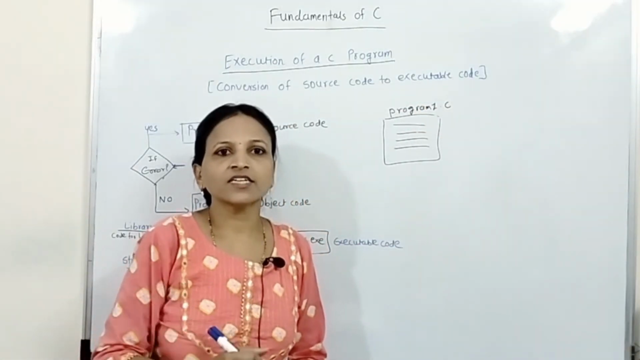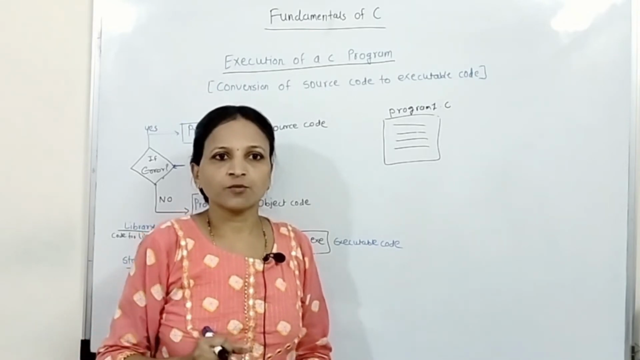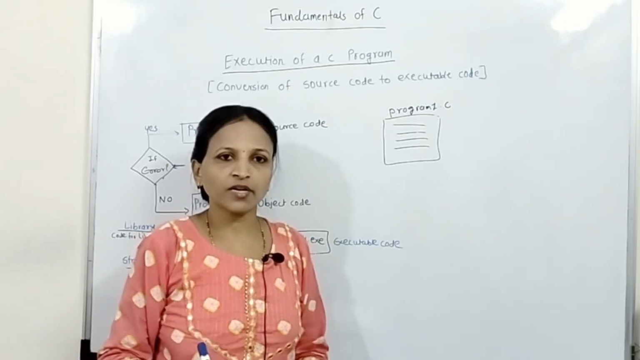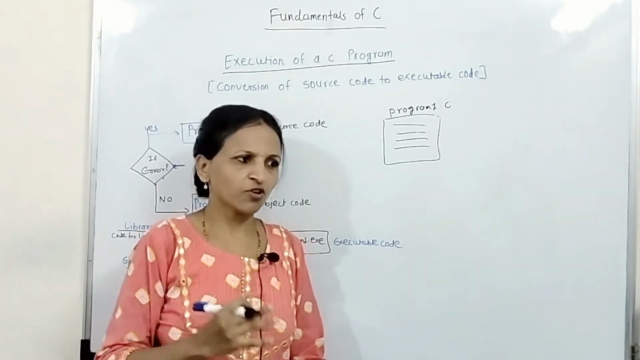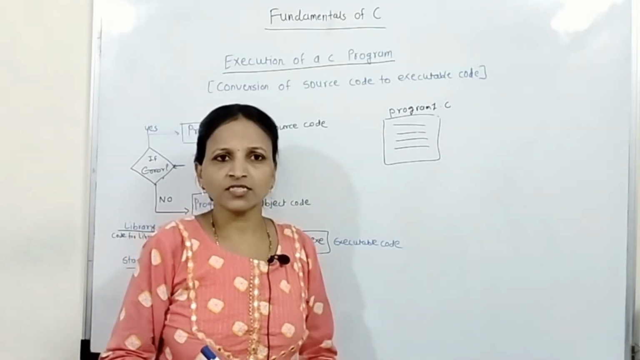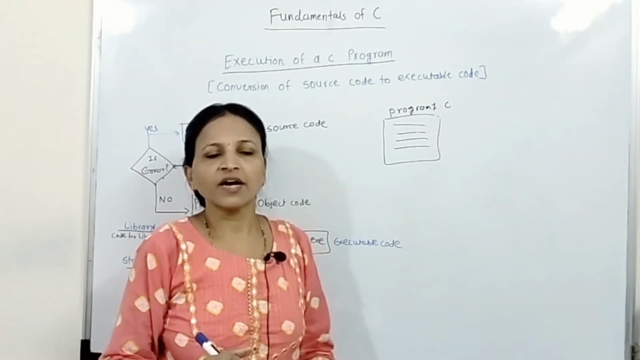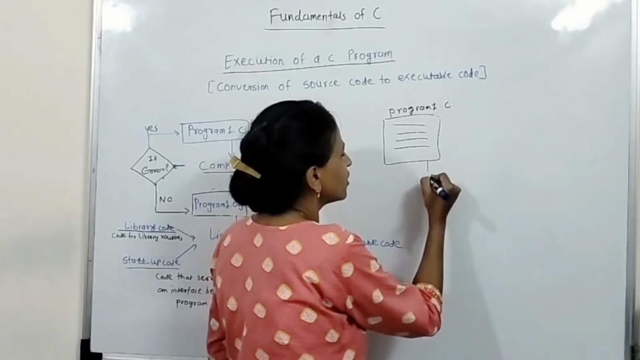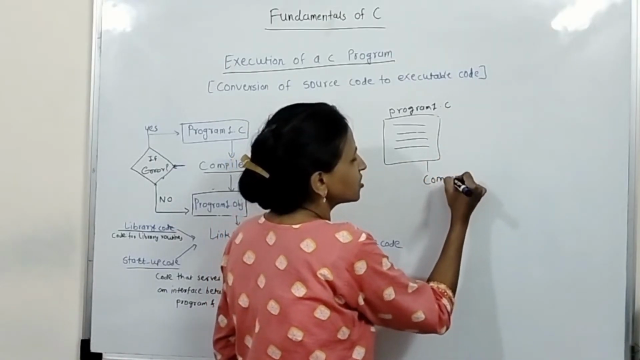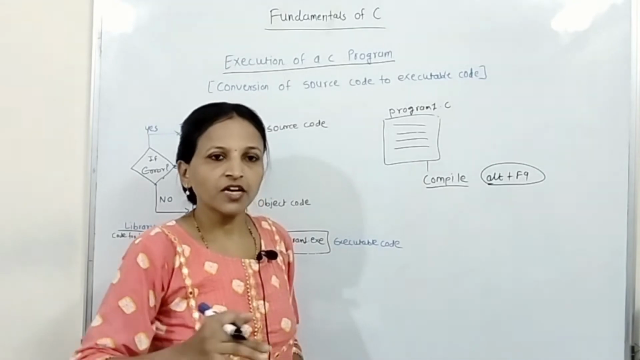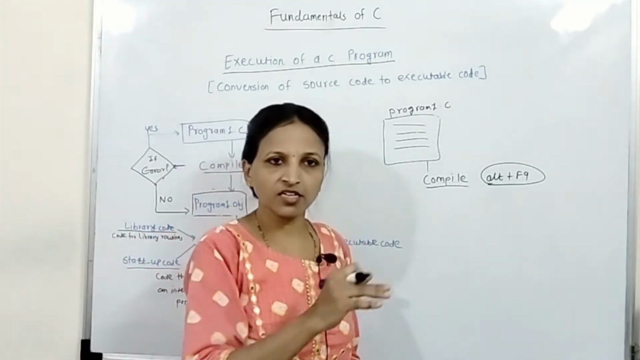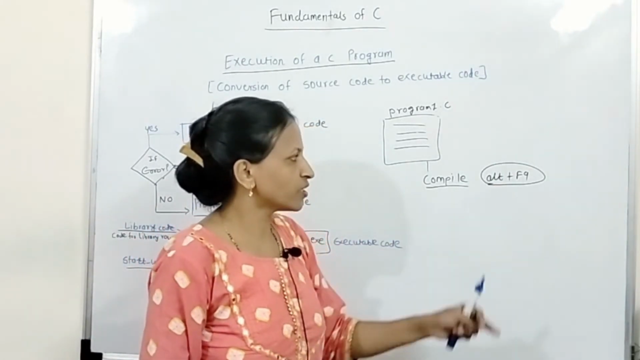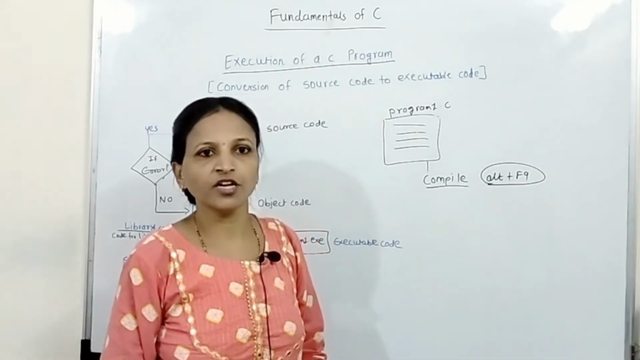Now what is the next step? Now we will compile that program. Why? Because that program is in C language. C language will not be directly understood by our processor. That's why we have to compile it to convert it to machine language. For giving the compile instruction in Turbo C, we have a ready-made option, compile. We can click on that, or we can also use the shortcut key, Alt plus F9, for compilation.